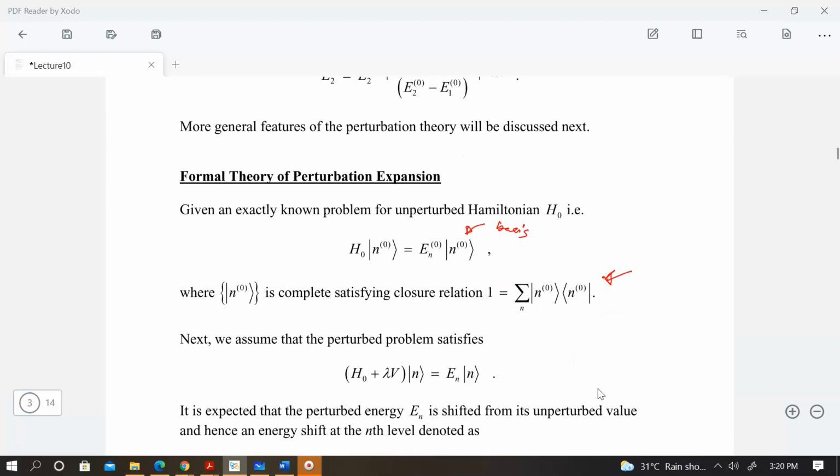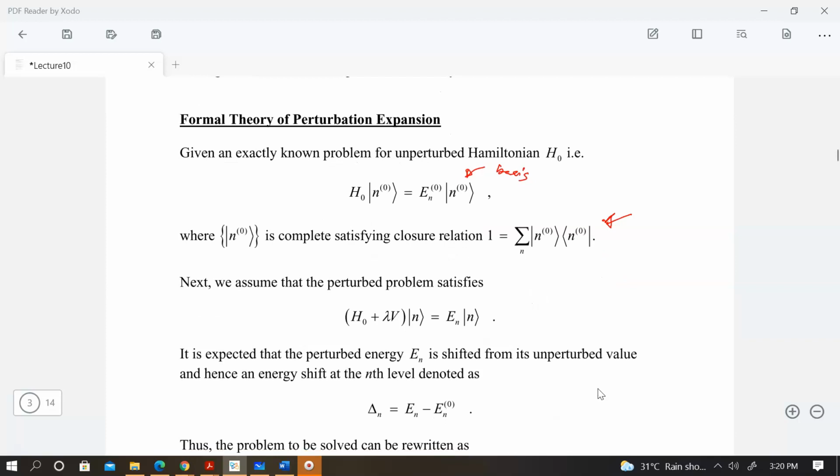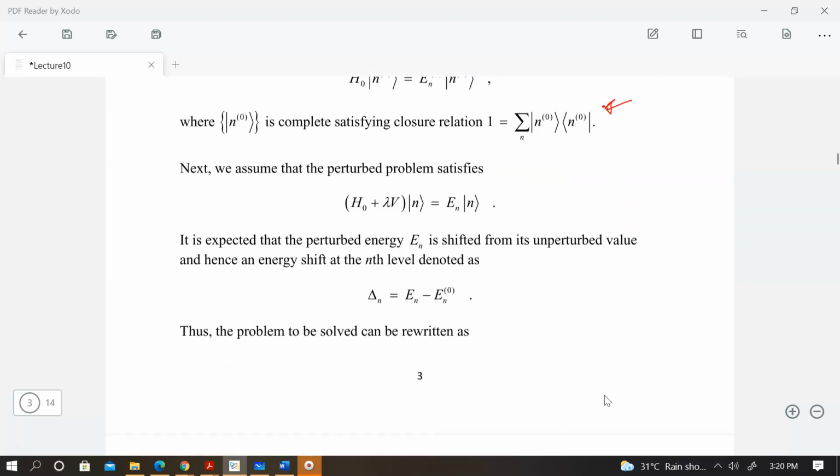So now we proceed. There will be a new eigenstate n that satisfies this eigenequation, just like the case of the 2x2 case. But now you have a much more general, many level states coming in. So again, we expect there will be some changes to the energy eigenvalues, and you can write the change in the nth eigenvalue by delta n, and then substitute this into the eigenequation.